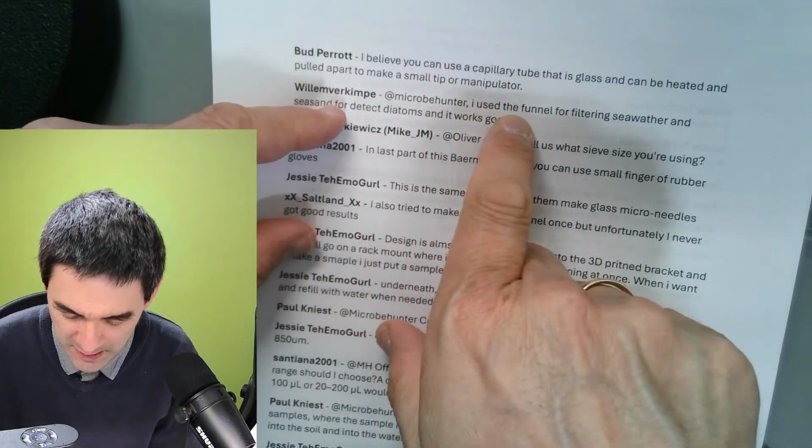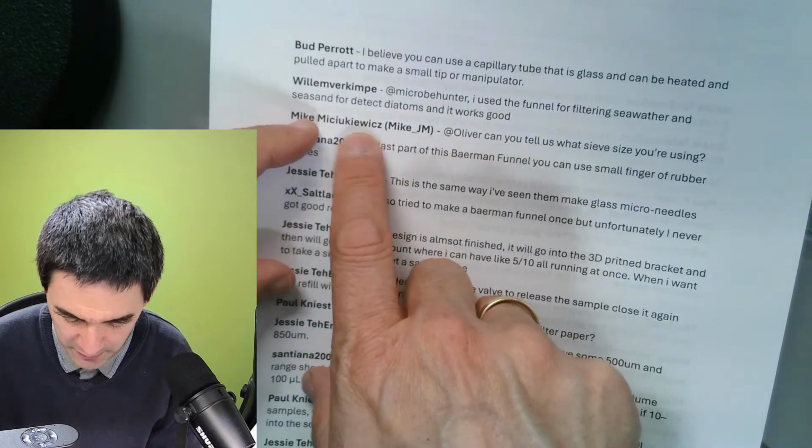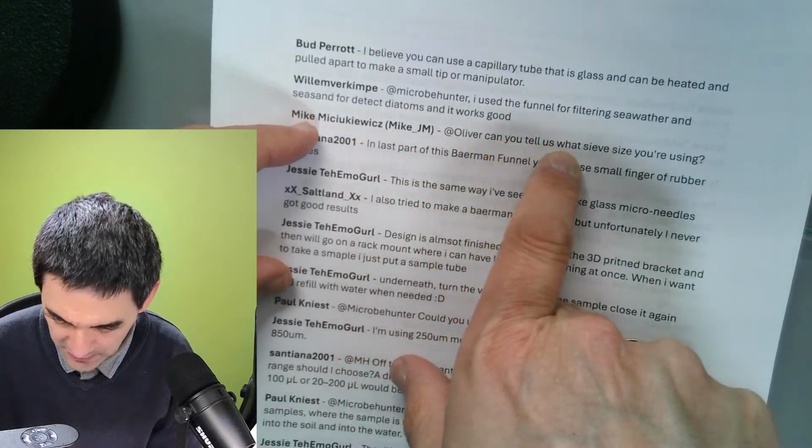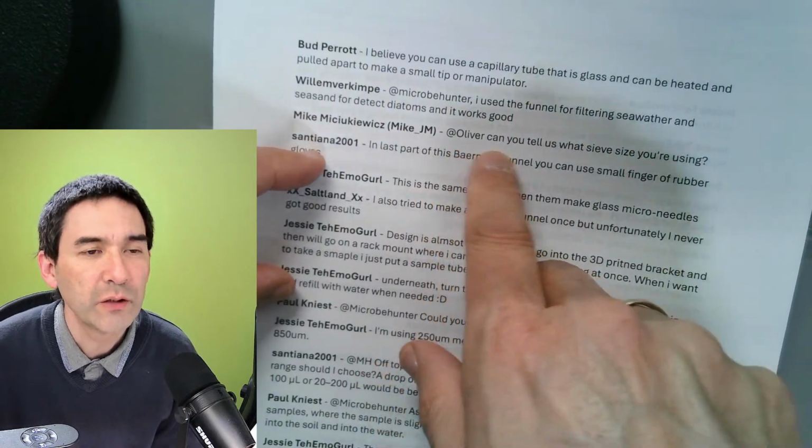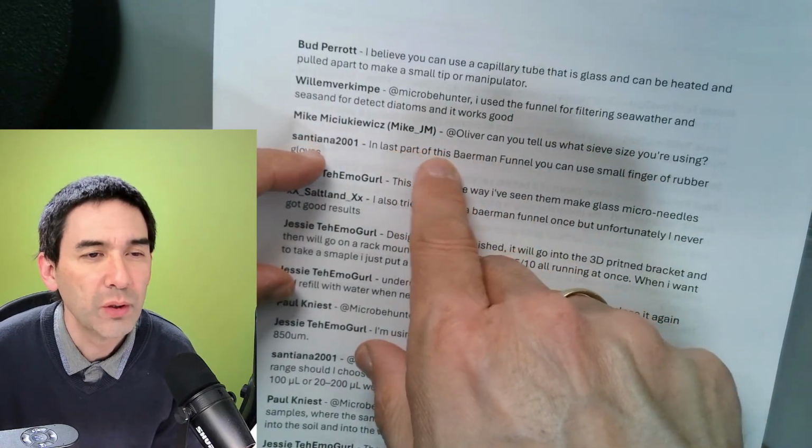Yeah, I used a funnel for filtering, a sieve. Okay, we talked about this. Can you tell us what sieve size you're using? I don't know the sieve size. It's just a regular kitchen sieve for tea and so on.